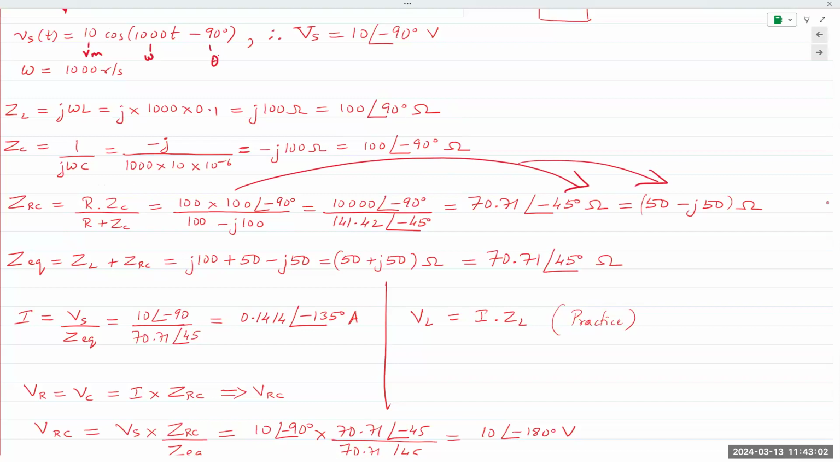Because I'm performing a division, I'm going to convert the denominator into polar coordinates, divide the magnitudes, subtract the phase angles, and obtain my answer. Let's take a 10-second pause. You think over that. Let me know if you have any questions.